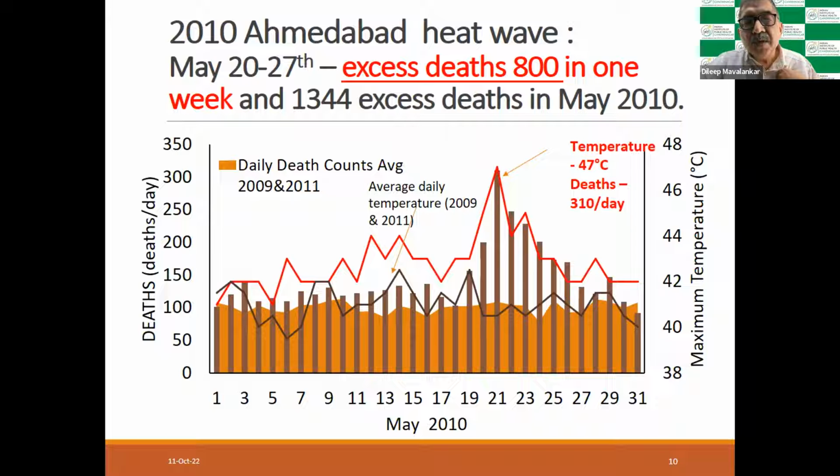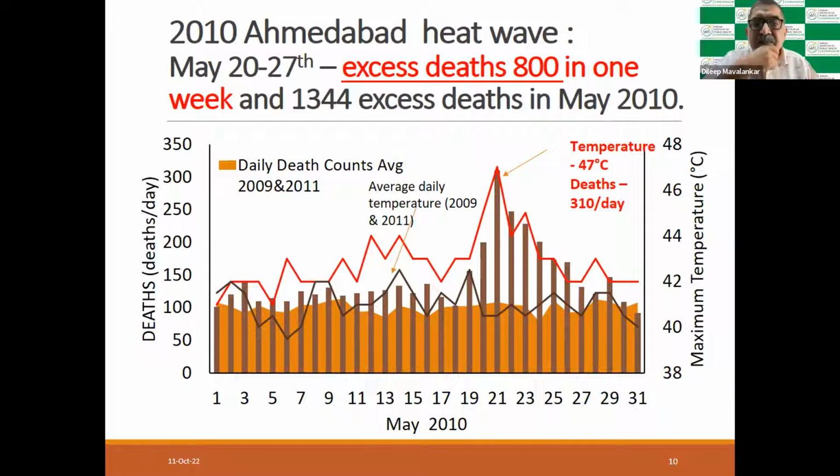So if you add up the total excess mortality in the week of the heat wave from 19th to 27th, it is roughly about 800 deaths more than what we would have expected. And at that time, there was no other epidemic, no other reason for this excess mortality except the heat wave. If you add up the excess mortality of May 2010 and compare it with the mortality of 2009 and 2011, 1 year before, 1 year after, we get excess mortality of 1344, because there was a small peak of heat wave in around 13th to 15th May.